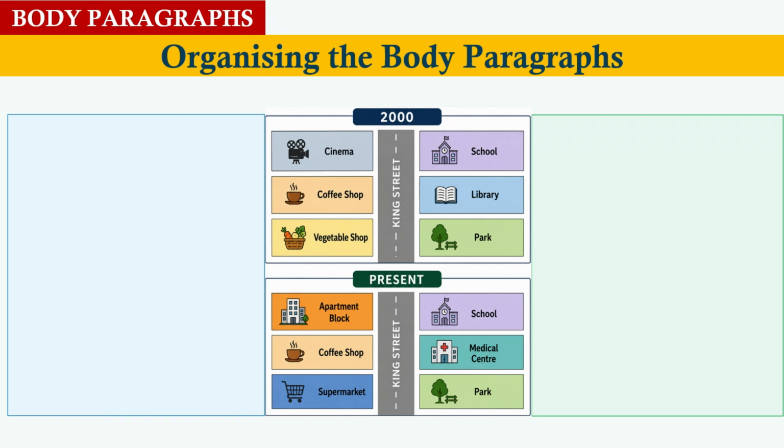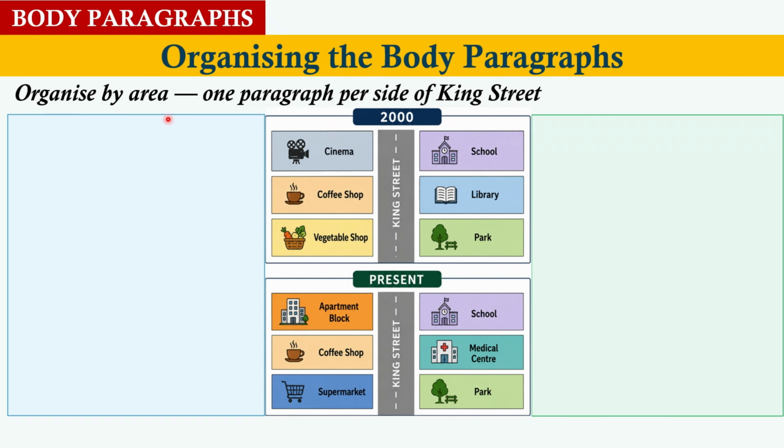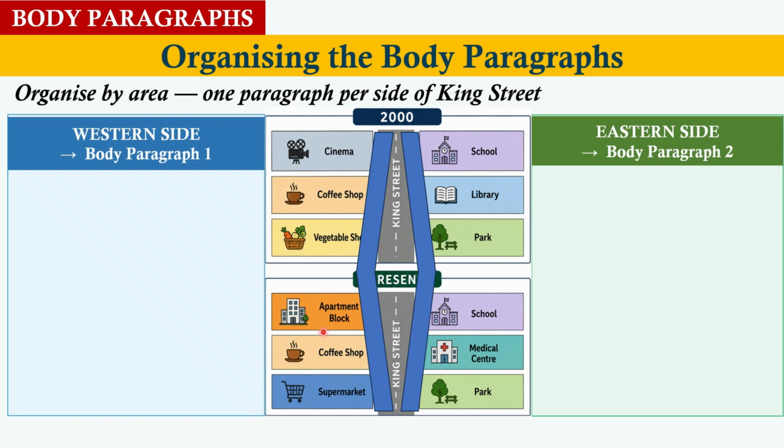Now let's see how we can organize the body paragraphs. For map tasks, the cleanest strategy is to organize by area, one paragraph for each side of the road. Since King Street clearly divides the town into a western side and an eastern side, this organization makes the response easy for the examiner to follow, and it is the most logical approach.